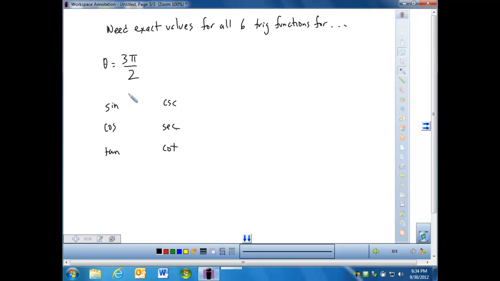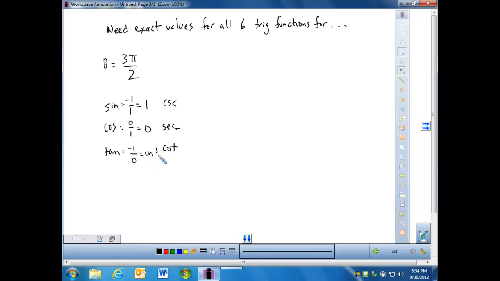Alright, here we go. See if you have these right. The sine of theta is going to be, remember, your y coordinate, so -1 divided by your radius, which is a +1. Cosine is going to be your x coordinate, which is 0, divided by your radius of 1, makes it 0. And then your tangent is going to be your y, which is -1, divided by your x, which is 0, and so this is undefined.